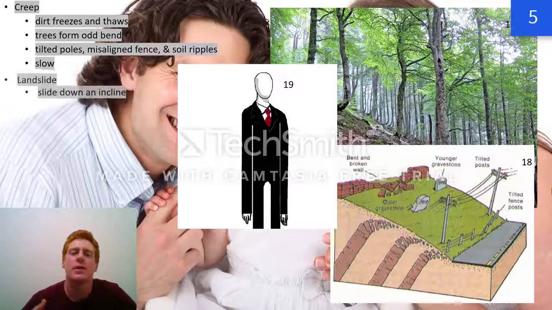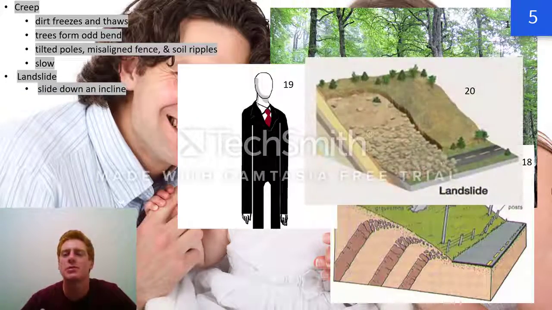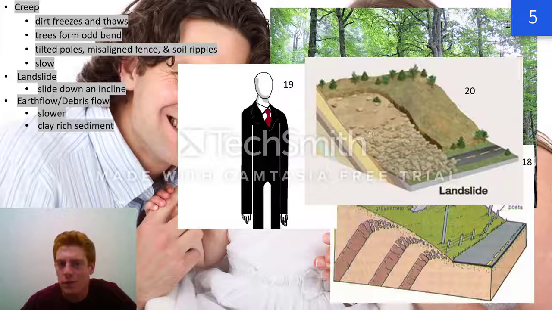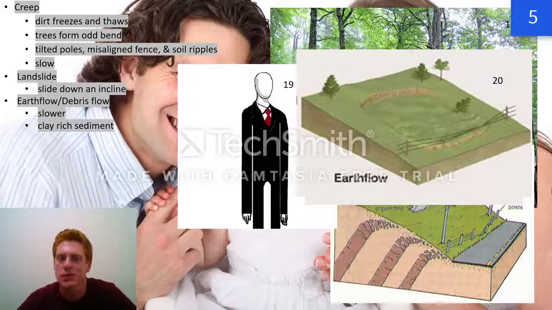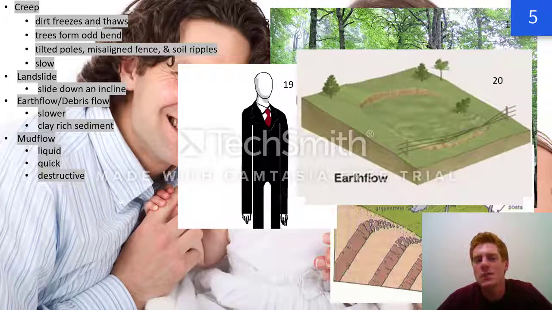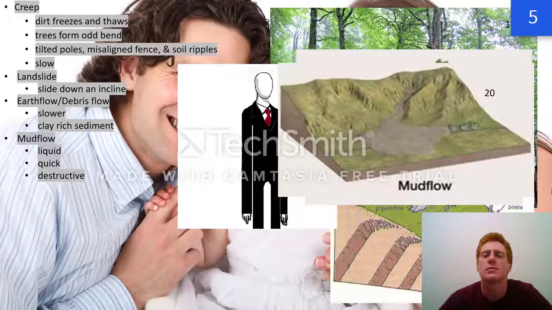Moving right along, we have the landslide, which, as you might imagine, it is debris sliding down an incline. Next is earth flow, or debris flow, which is slower than landslide and carries clay-rich sediment. Mud flow is going to be largely liquid. It moves pretty quickly and can be quite destructive, actually.